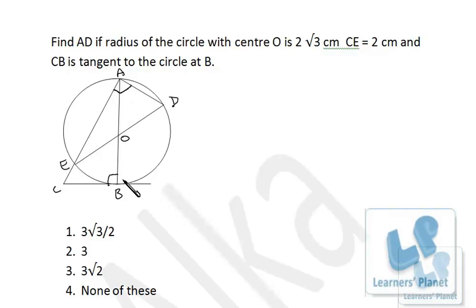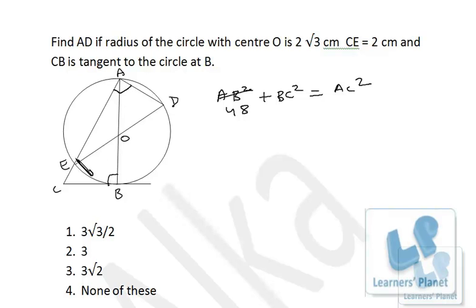Now we can make three relationships. The first is this: AB square plus BC square is equal to AC square, right? And AB square is what? AB is nothing but diameter. Diameter will be 4 root 3. So AB square will be 4 root 3 square, that is 48. So this is 48 plus BC square is equal to AC square.